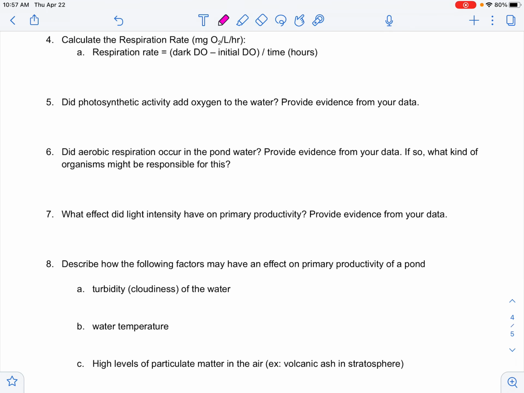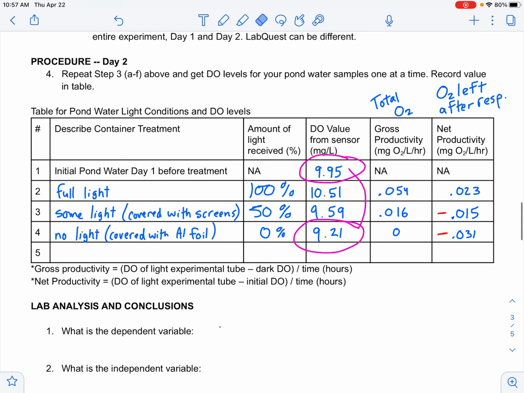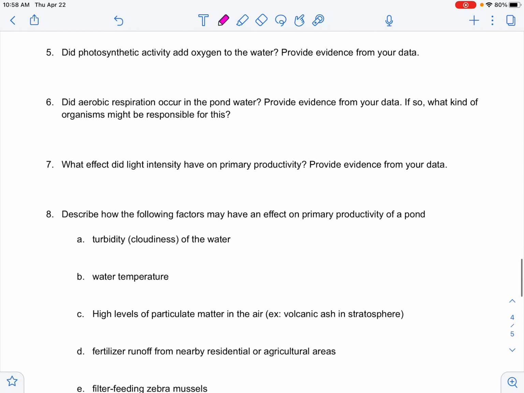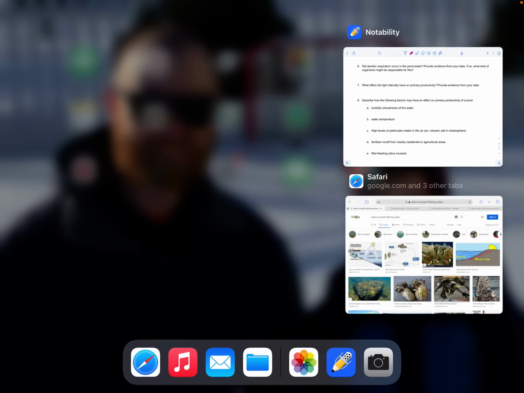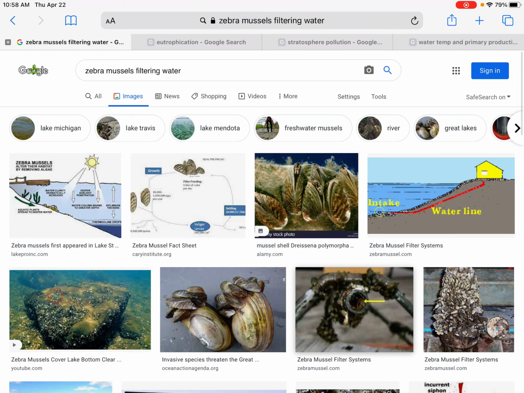What effect did light intensity have on primary productivity? The effect is that light intensity increased primary productivity. Full light gave you a higher DO value than some light. And number 8 is how all these factors might affect primary productivity of a pond. So I just thought it might be better to see some pictures. I'm not sure if these are in order or not, but maybe this is the last one. What are zebra mussels going to have an effect on?